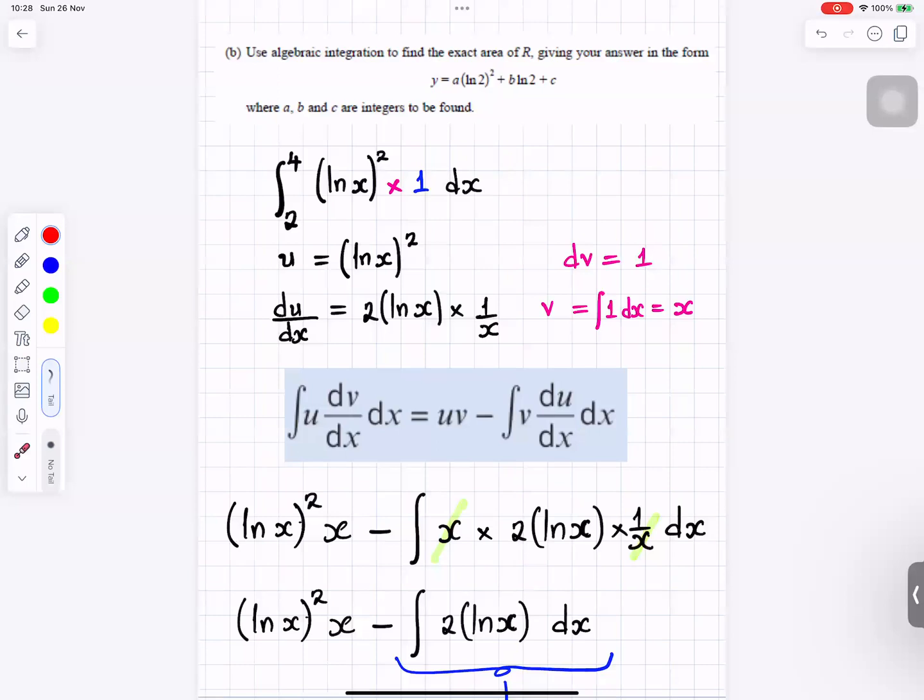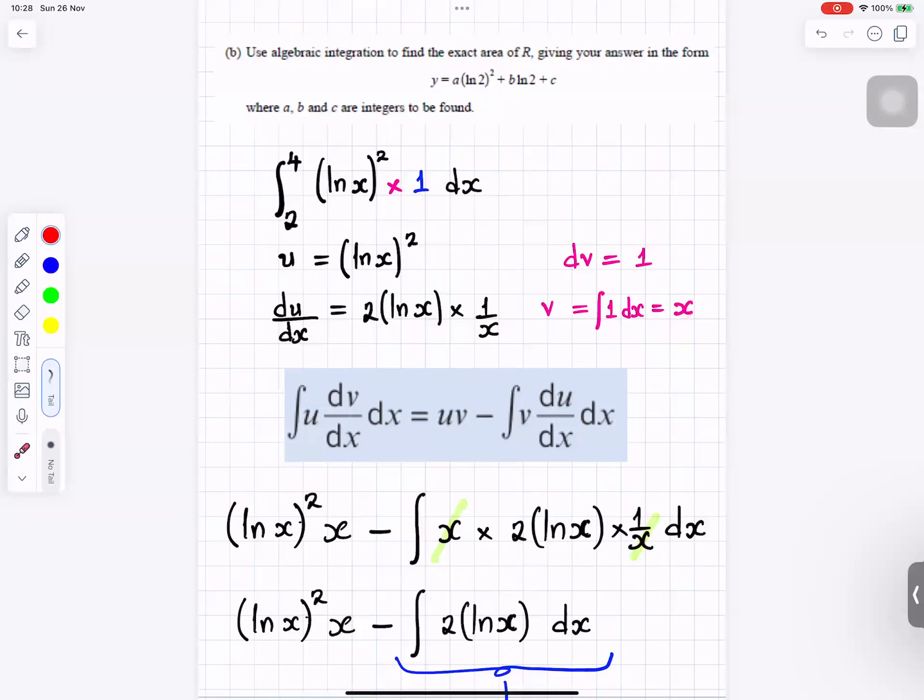Part B is integration, and now this is where you've got to use integration by parts. So imagine you multiply by 1. It was just ln x all squared. So you would have u to be ln x all squared. du over dx is 2 ln x, differentiating with respect to the power and then with respect to ln. And dv is 1, and the integral of 1 is x.